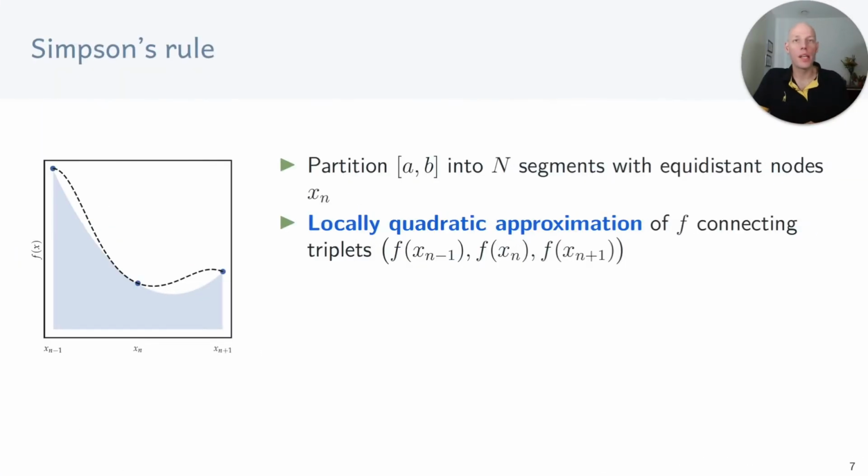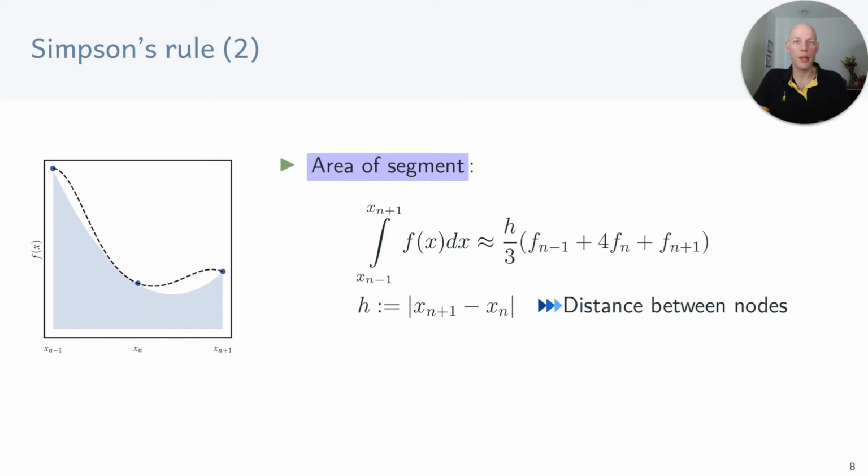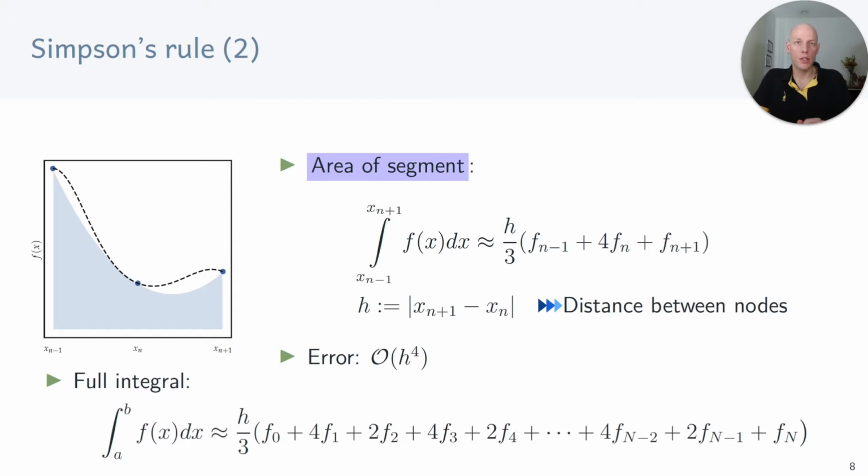The second example of a Newton Cotes quadrature rule we are looking at is Simpson's rule. Here we approximate the true function between three nodes using a quadratic function. Again, we can compute the area of each segment analytically, and the integration error now shrinks with the power h to the 4, which means it's substantially better than using a linear interpolation, which we use with the trapezoidal rule. And using Simpson's rule, we get the full integral as this.